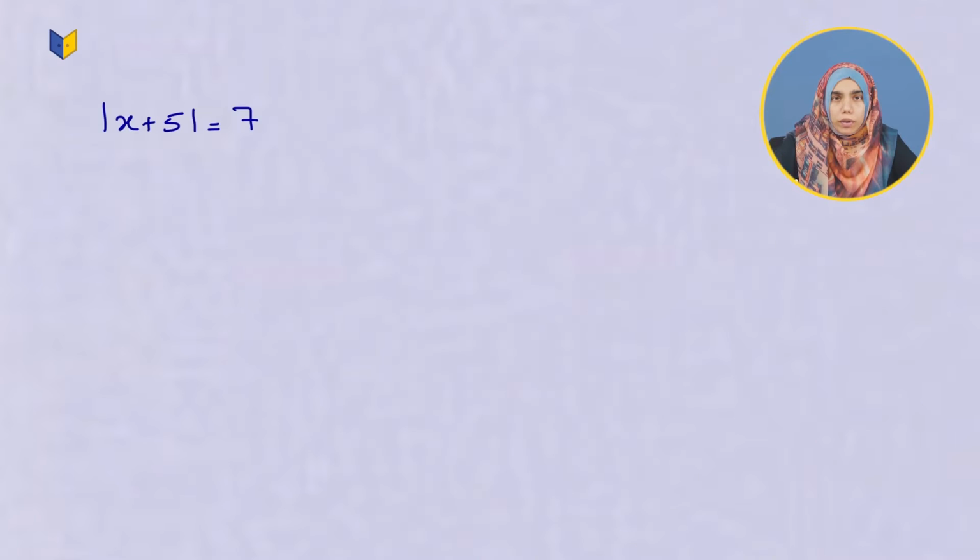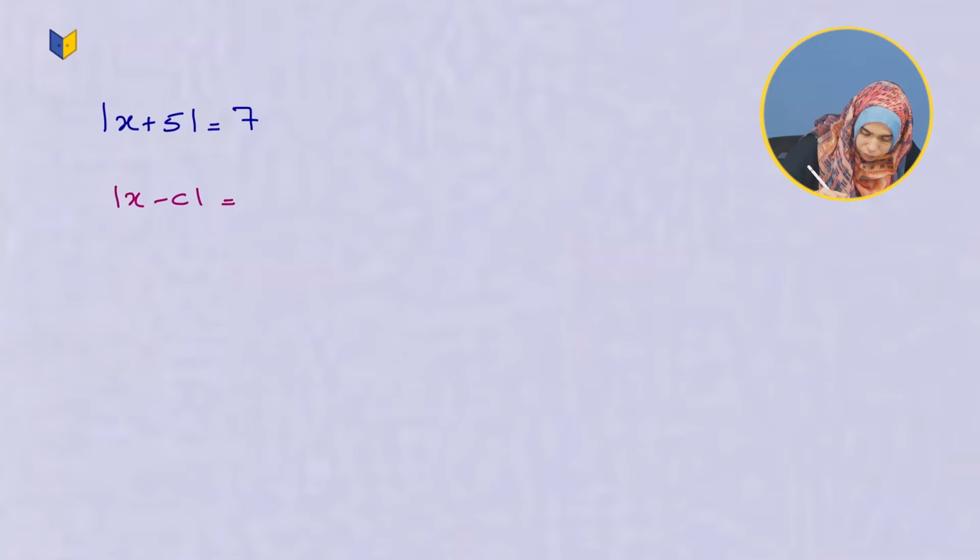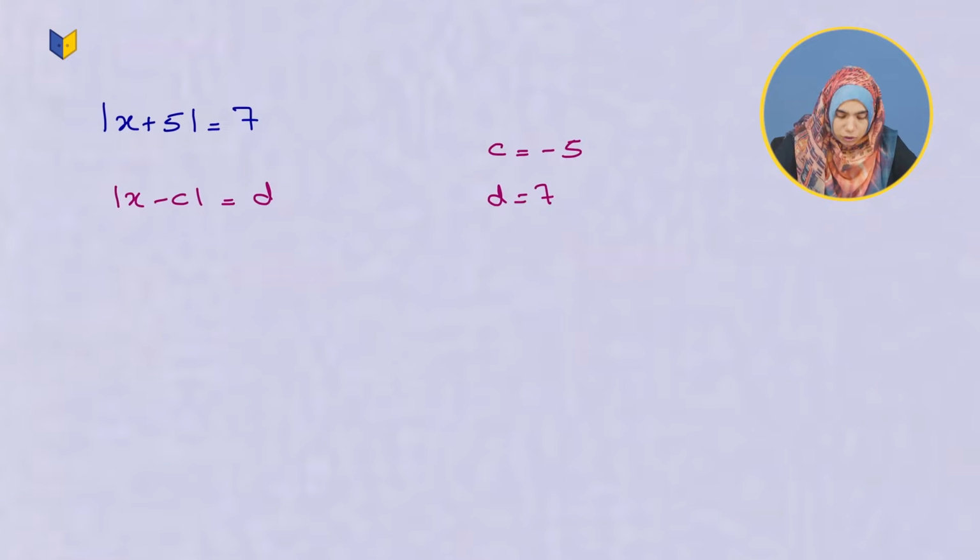Now let's look at a few more examples where we have to solve some modular equations using the number line method. So again, I'll compare this to |x - c| = d to see where the center is and what the distance is. d is obviously 7 and c is actually minus 5. Comparing the two, you can see minus c is equal to 5, hence c is equal to minus 5.